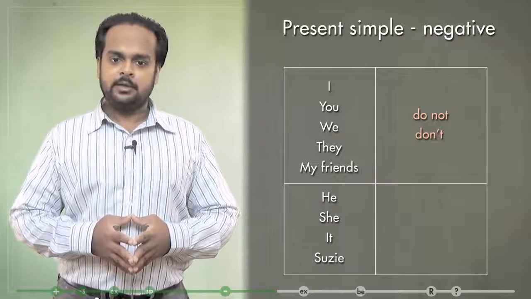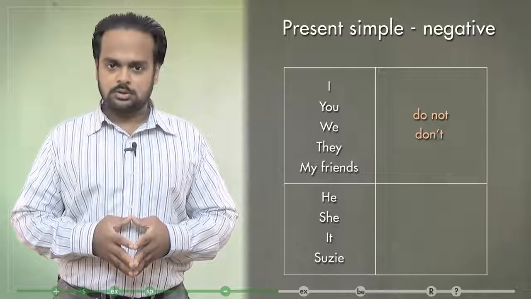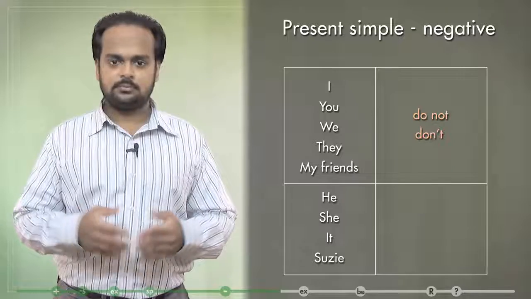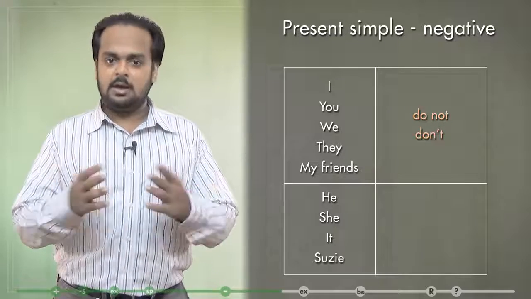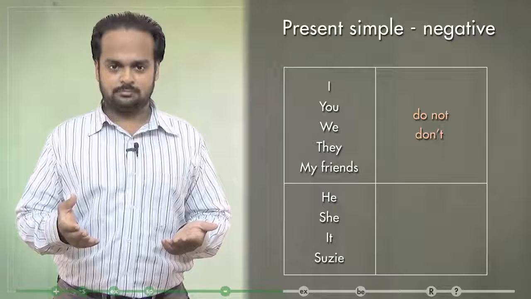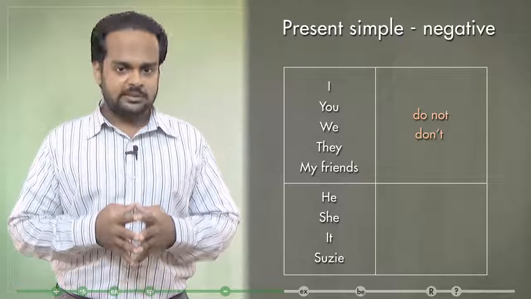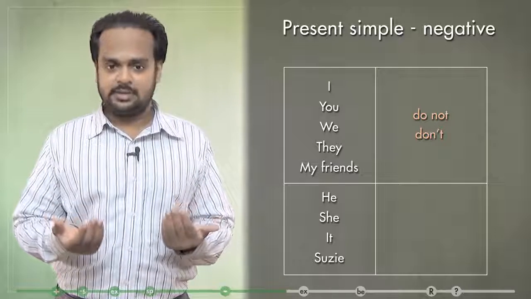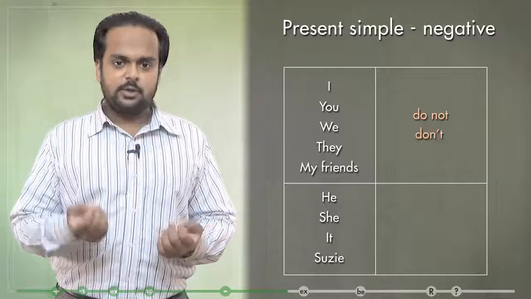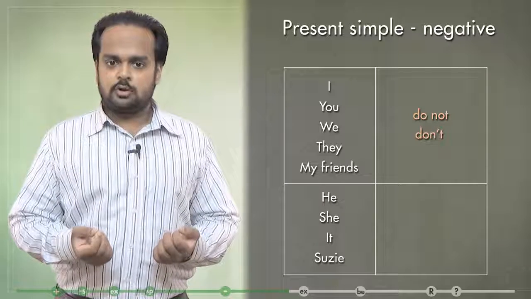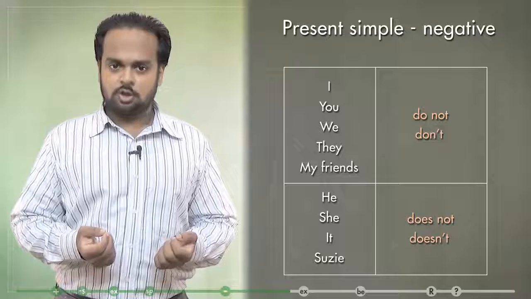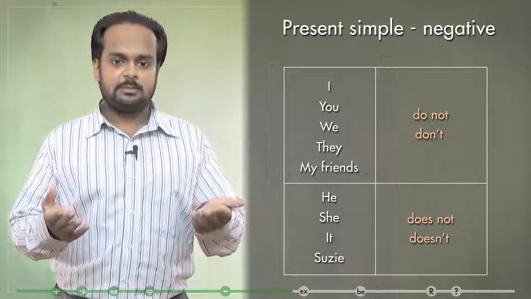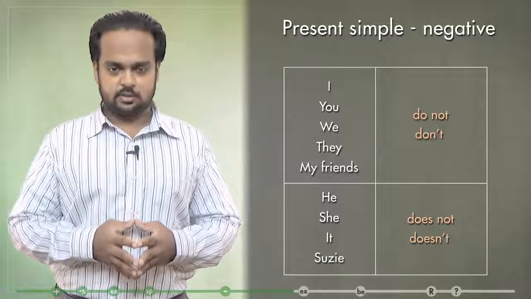Alright, the subjects I, you, we, they, and all plurals are straightforward. You just put do not or don't in front of the verb. I don't play chess, you don't play chess, my friends don't play chess, etc. But for he, she, it, or any singular noun, remember you must add s to the verb. But where do you add the s? Well, you add it to the helping verb do. So for these subjects, does not, shortened to doesn't, is used to make the negative. He doesn't play chess, she doesn't play chess, Susie doesn't play chess, etc.